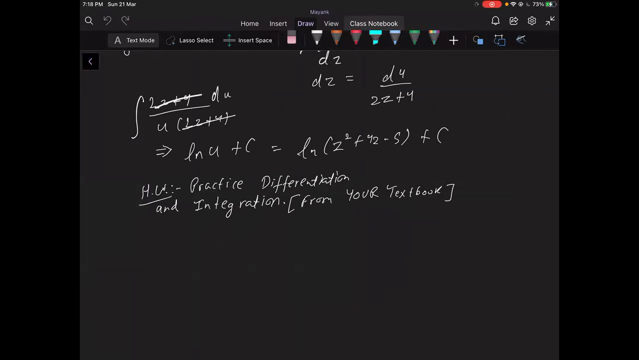So differentiation and integration questions. Any doubts? No, not really, sir, at the moment. Actually, yes, just a general one.